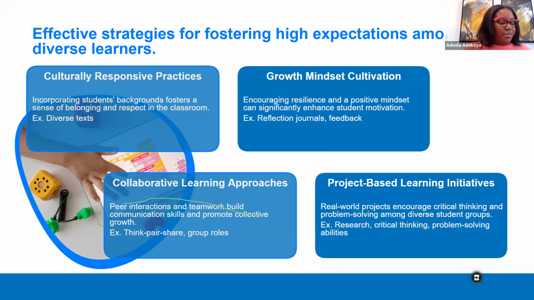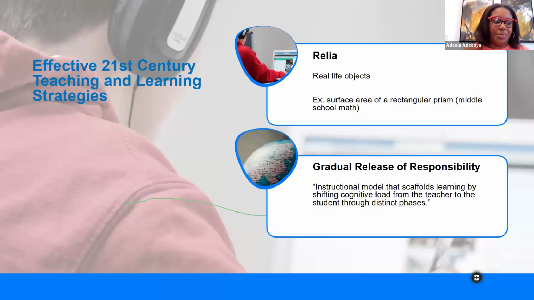Another strategy that we can work on with adaptive teaching would be gradual release of responsibility. This is Fisher and Frey's gradual release of responsibility, and it works through a very specific framework. It's scaffolding the learning by shifting the responsibility of the learning from the teacher through distinct phases to the student. It starts with the I do, which is the explicit modeling of the teacher, and then graduates into the we do, which is the guided practice, where the teacher invites the students into the learning process by questioning and getting responses.